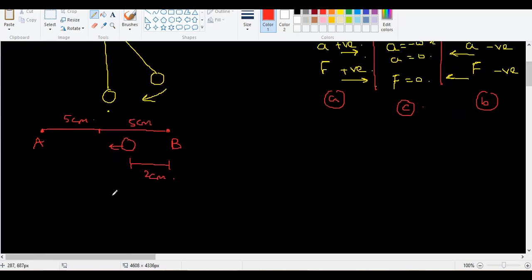Ashwant, tell me the velocity. It's going this way, so is velocity positive or negative? Negative, sir. Negative. Very good. Acceleration. When the pendulum is on this side of the mean position, it's trying to come this side. So what do you think? Negative. Very good. Force is also negative because acceleration and force will be the same.